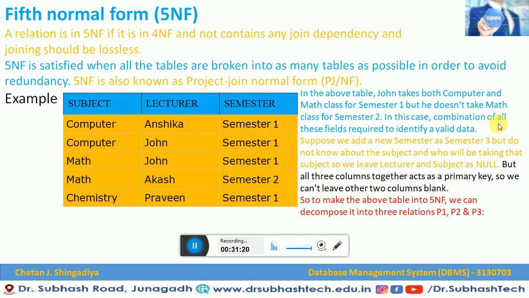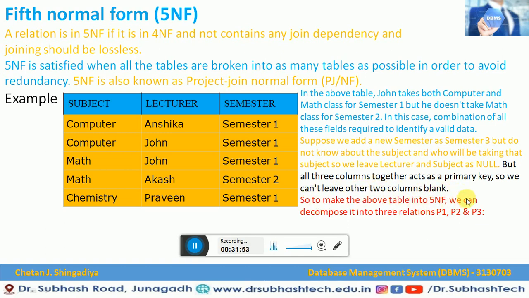In this case, the combination of all these fields is required to identify valid data. Now suppose we add a new semester as semester 3, but do not mention the subject, then who will be taking that subject? So we leave lecture and subject as null, but all three columns together act as a primary key, so we cannot leave the other two columns blank. So this is the problem, the problem of fifth NF.